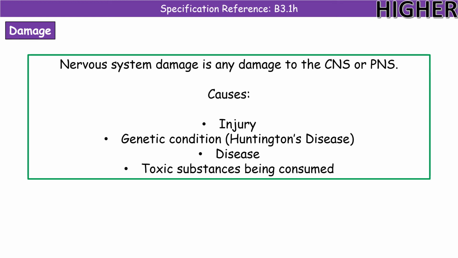Now, we've got basically 4 key causes of this damage to our nervous system. First, injury. Second, could be a genetic condition. Third is a disease. Or finally, consuming something that is toxic. So when we're looking at what causes nervous system damage, it usually falls into one of those 4 categories.